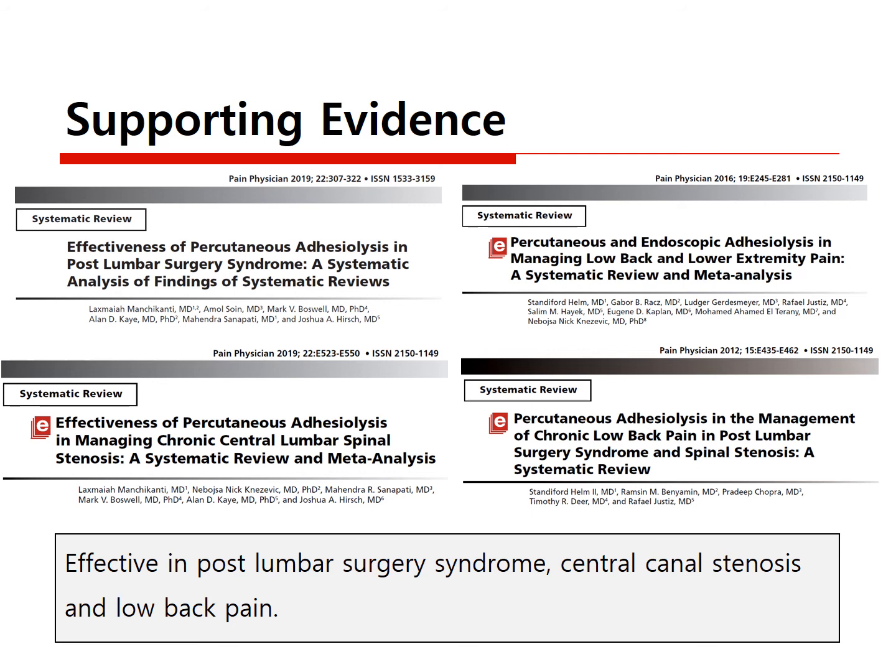There is a lot of supporting evidence for the effectiveness of neuroplasty. This kind of article is published in the Pain Physician Journal. Epidural neuroplasty is effective for post-lumbar surgery syndrome, central lumbar spinal stenosis, and low back pain.